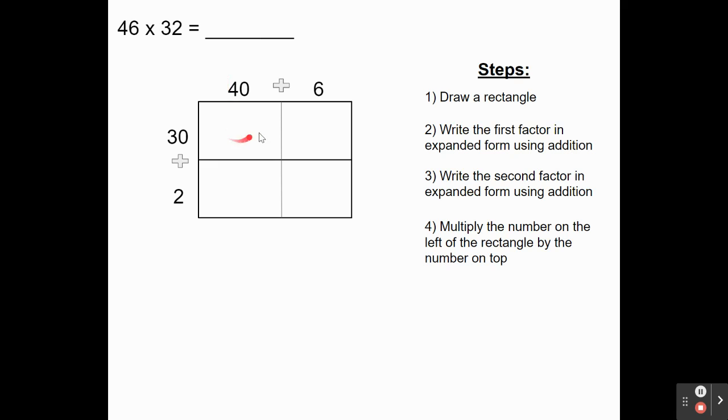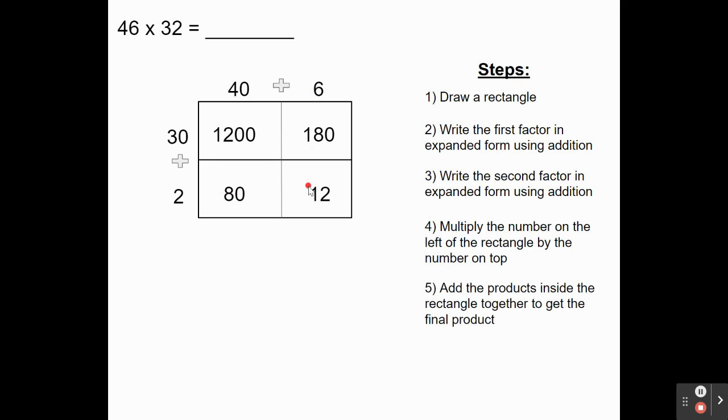So to find the area of this first rectangle, we're going to multiply 30 times 40. Well, here we know that 3 tens times 4 tens is going to get us 12 hundreds, or 1,200. To find the area of the next rectangle, we're going to multiply 30 times 6, which is 180. Next, we're going to multiply 2 times 40, which is 80. And lastly, we're going to multiply 2 times 6, which is 12.